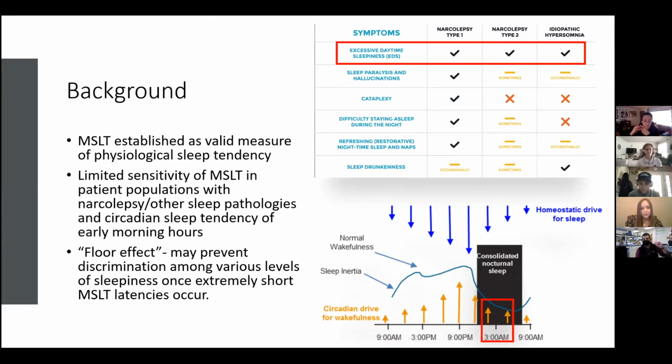And so researchers started to find, using the MSLT as a measurement of sleepiness, that as sleep latency, or the time that it's taking individuals to fall asleep, got closer and closer to 0, there was a limit to the rate at which an individual can fall asleep regardless of the intensity of that underlying sleep tendency. And they called this the floor effect. So once again, when the MSLT sleep latencies started getting extremely short, the MSLT really couldn't discriminate among various levels of sleepiness.